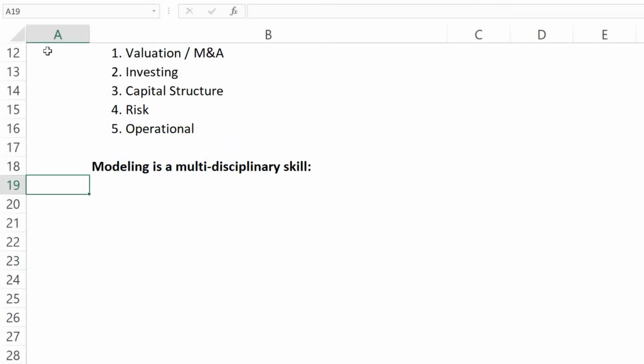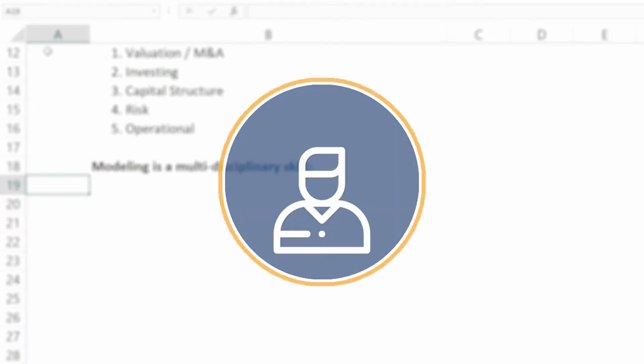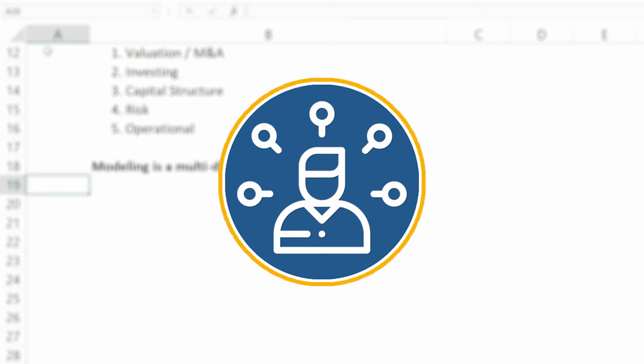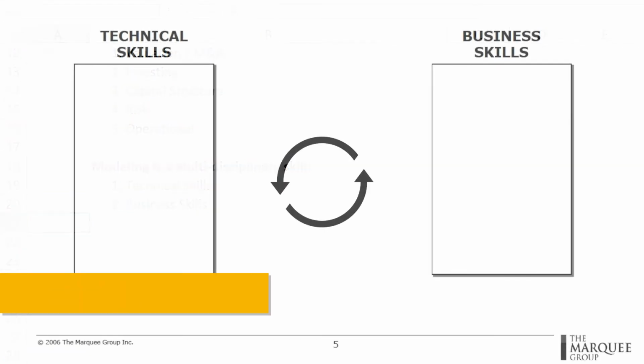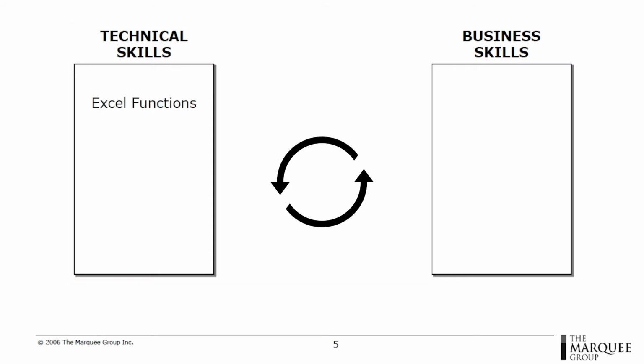And what we're trying to convey in this course is that modeling is a very multidisciplinary skill. To be a good financial modeler, you need to have a number of different skills and then be able to pull them all together. They fall into two categories. We need to have a number of strong technical skills, but we also need to have a number of business skills. If you're looking at page 5 in the slides, you can see that in the technical category, we need to have strong Excel skills. This is the tool that we use, so we need to know how to use some of the most important features in order to build our models.